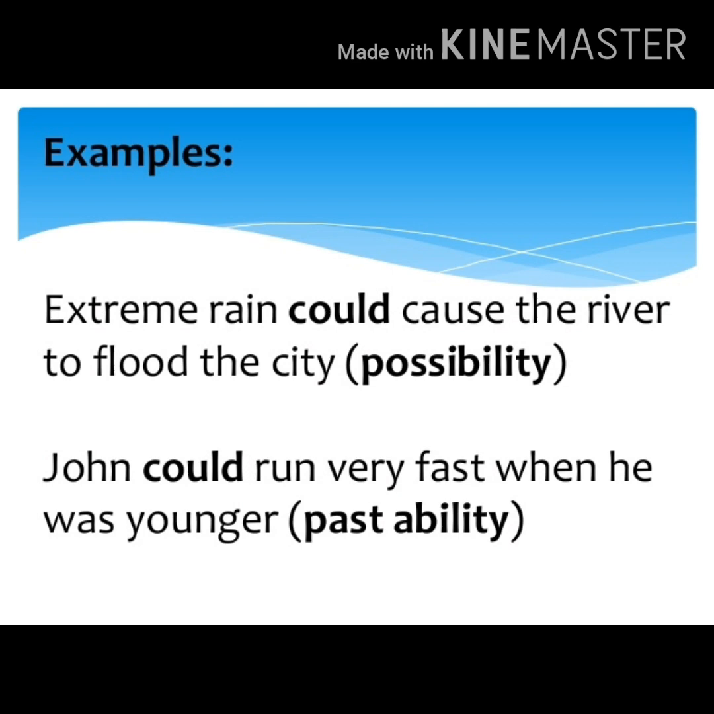To show the possibility, the first sentence is, extreme rain could cause the river to flood the city. This is showing the possibility that it may happen. John could run very fast when he was younger. This is showing the ability, but here the could is showing the past ability of John.